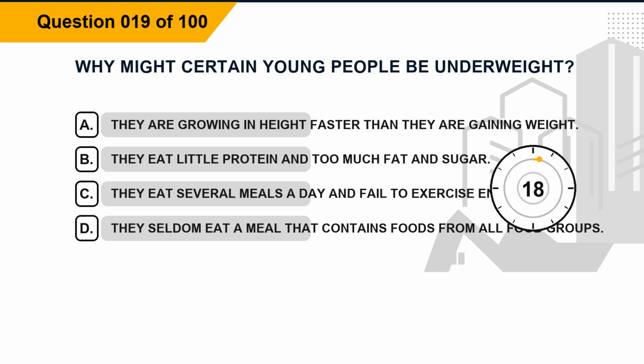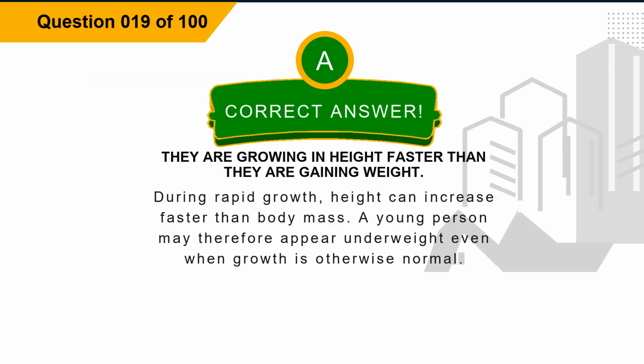Question 19. Why might certain young people be underweight? Option A. They are growing in height faster than they are gaining weight. Option B. They eat little protein and too much fat and sugar. Option C. They eat several meals a day and fail to exercise enough. Option D. They seldom eat a meal that contains foods from all food groups. The correct answer is option A.